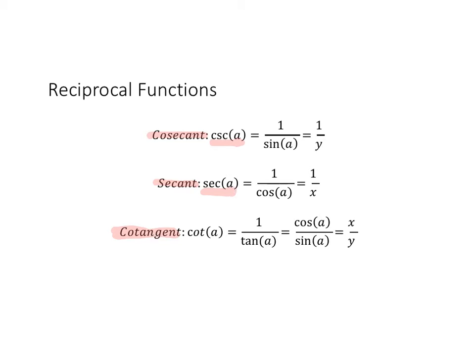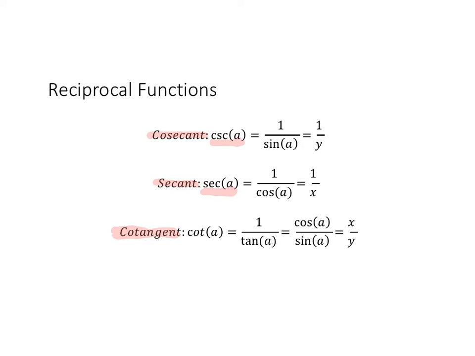Secant, abbreviated SEC of an angle, can be found by doing 1 over the cosine value. Cosine we know is x, so 1 over x. And then cotangent is abbreviated COT of an angle, and that's 1 over the tangent. So all of these are reciprocals because it's always 1 over the trig. So 1 over sine, 1 over cosine, 1 over tangent.